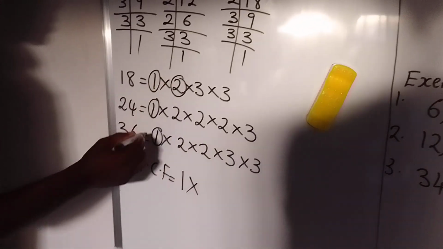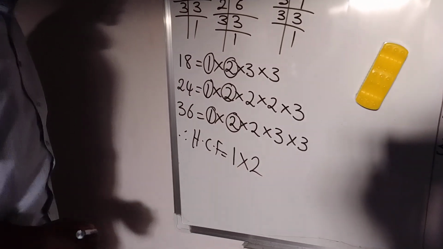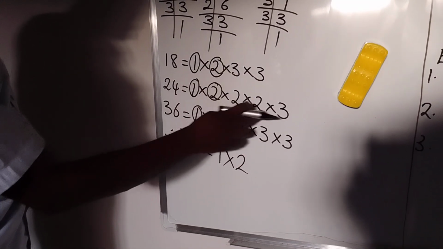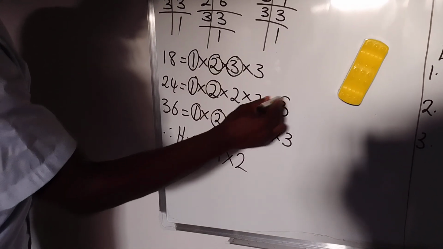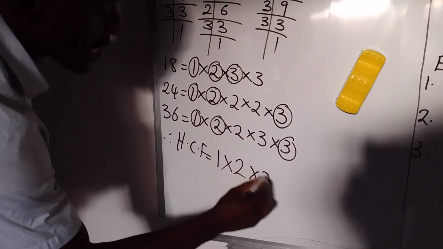I have 2 here, there's 2 here, there's 2 here. So we pick 2 as well. Okay, we have 3 here. Do we have 3 here? Yes. We have 3 here. We have 3 here. So we pick 3.